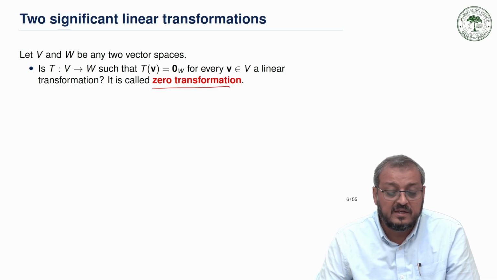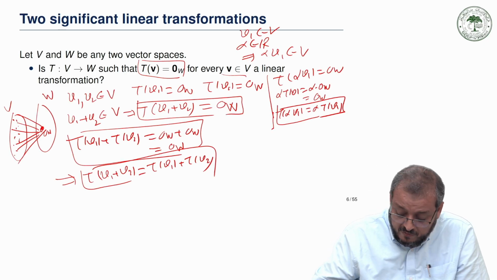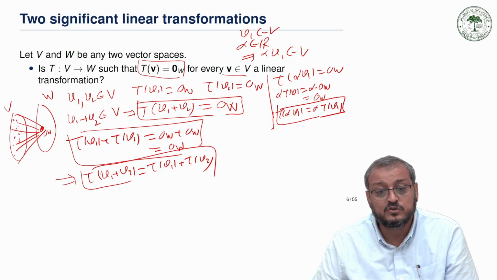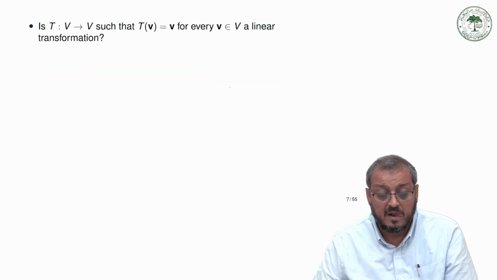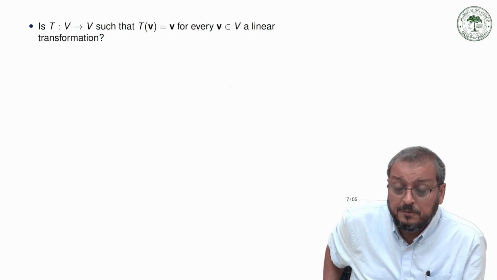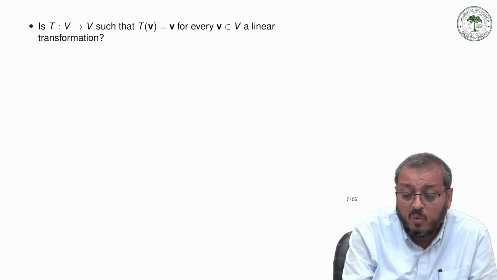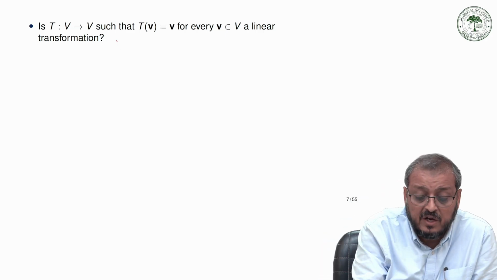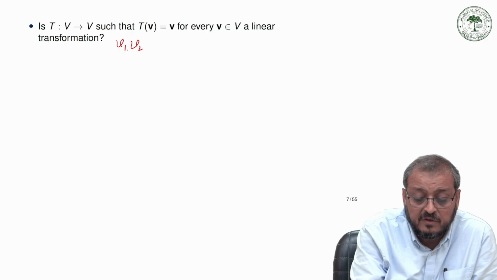So this is clearly linear. To prove that, we have to show that this is a zero transformation. Now consider another transformation, defined in the form T of V is equal to V. Again we have to check whether both conditions are satisfied or not.